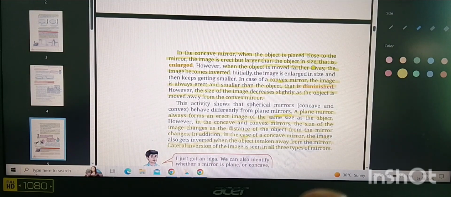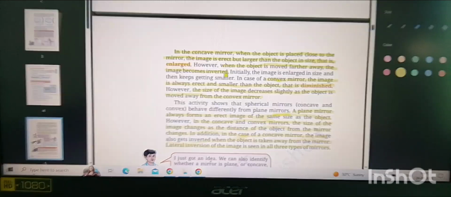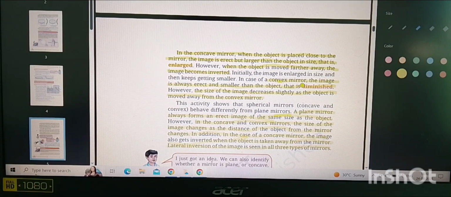When the object is moved farther away, the image becomes inverted. So at a farther distance it will be inverted. And in the case of a convex mirror, what happens? The image is always erect and smaller than the object, that is, diminished. So in a concave mirror it will be enlarged, and in a convex mirror it will be diminished. The size of the image decreases slightly as the object is moved away from the convex mirror.